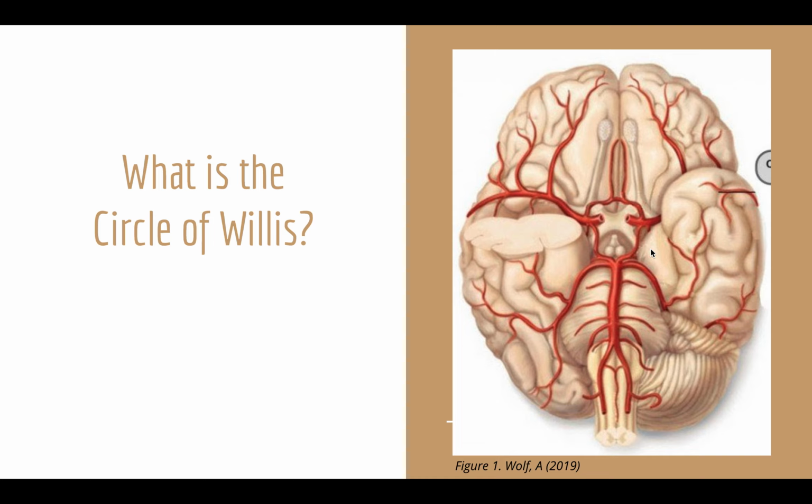And the circle of Willis is the circle in the middle and is a ring of blood vessels. These structures right here. It is a structure that provides a collateral connection between the anterior and the posterior circulation of the brain.